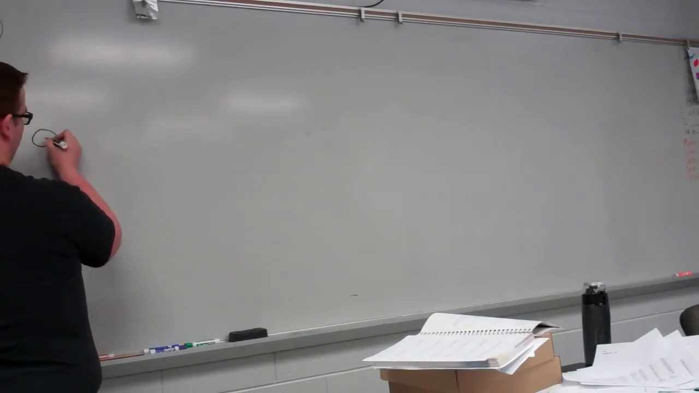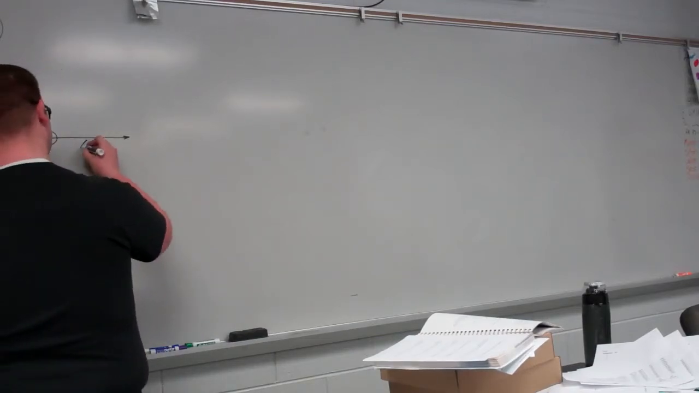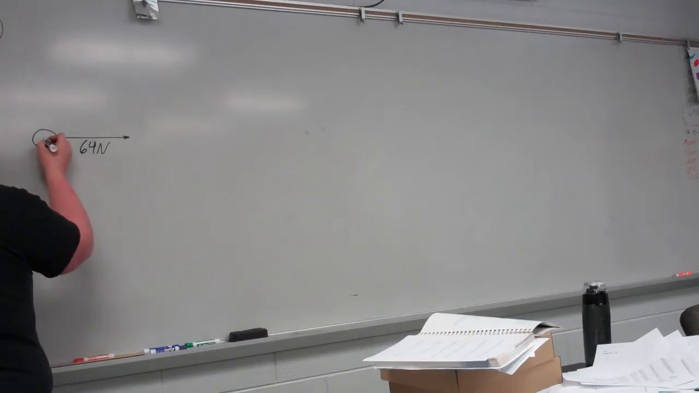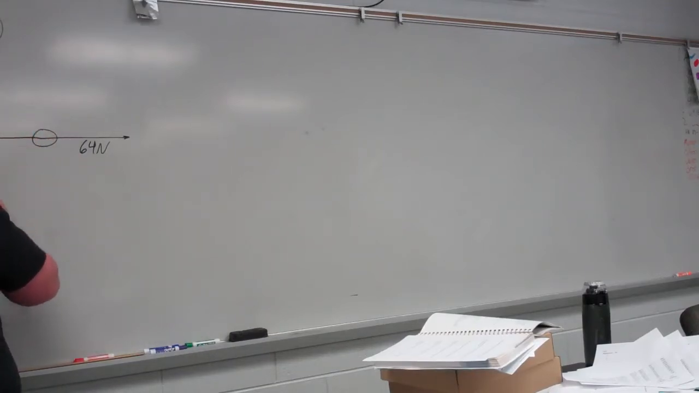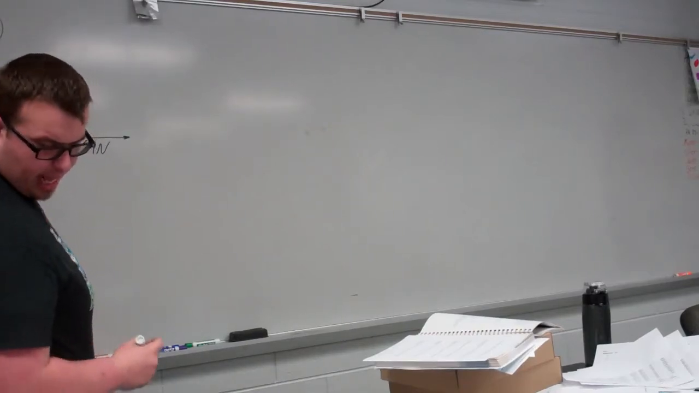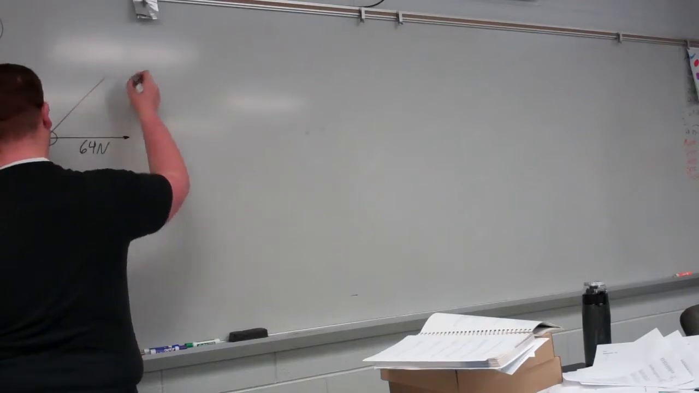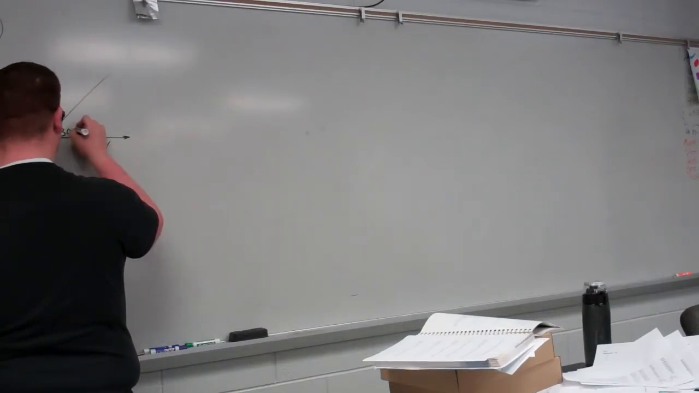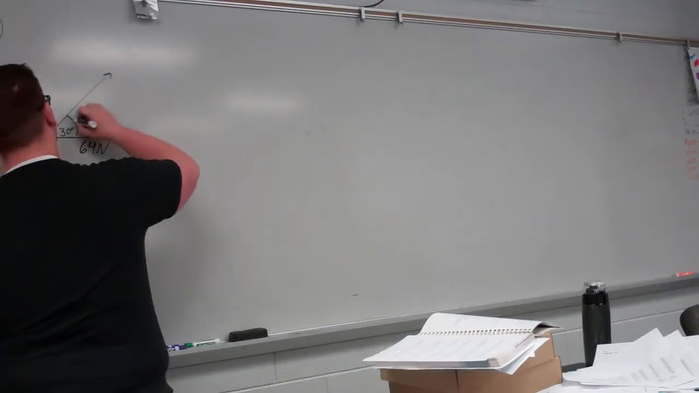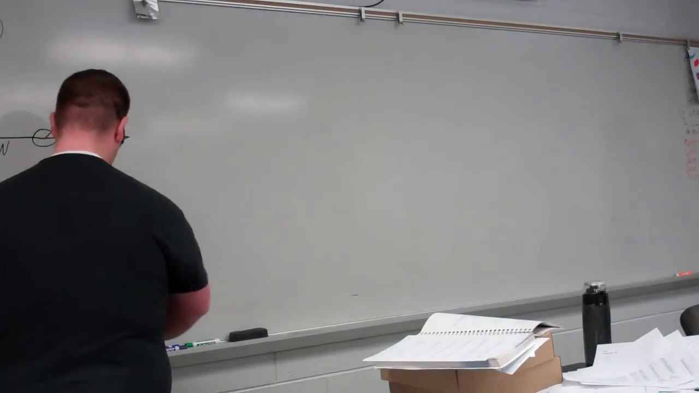I got a force going this way, and it is 64 newtons. I got another force opposing it. That is 128 newtons, right? And then I have this third force that's coming off at an angle of 30 degrees. That's 128 newtons too. And here's my axis.